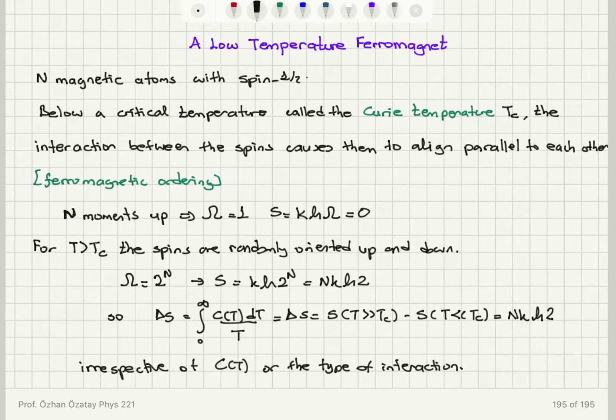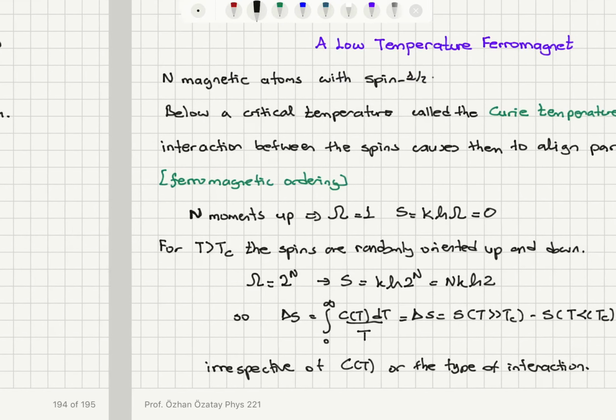Actually the ferromagnet turns into a paramagnet at high enough temperatures. That is a phase transition, and in this phase transition we have a sudden change in the entropy of the system, which is what we see in this example.